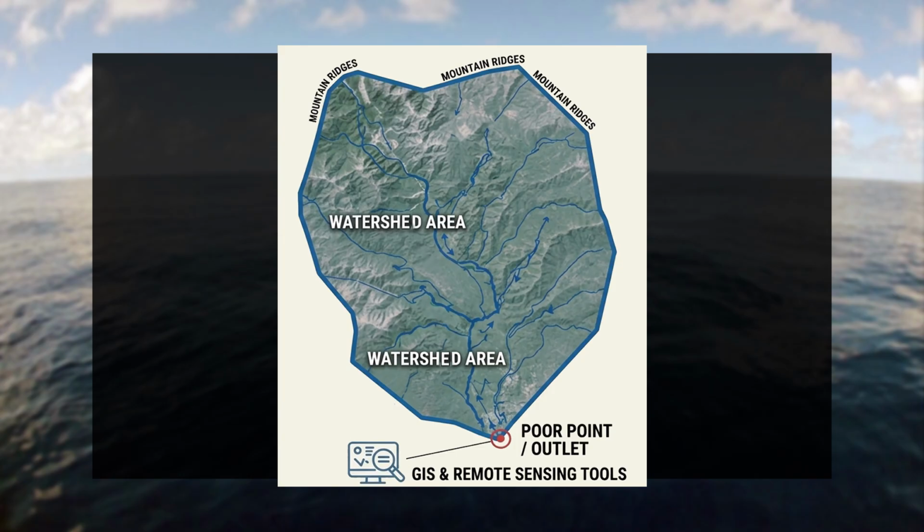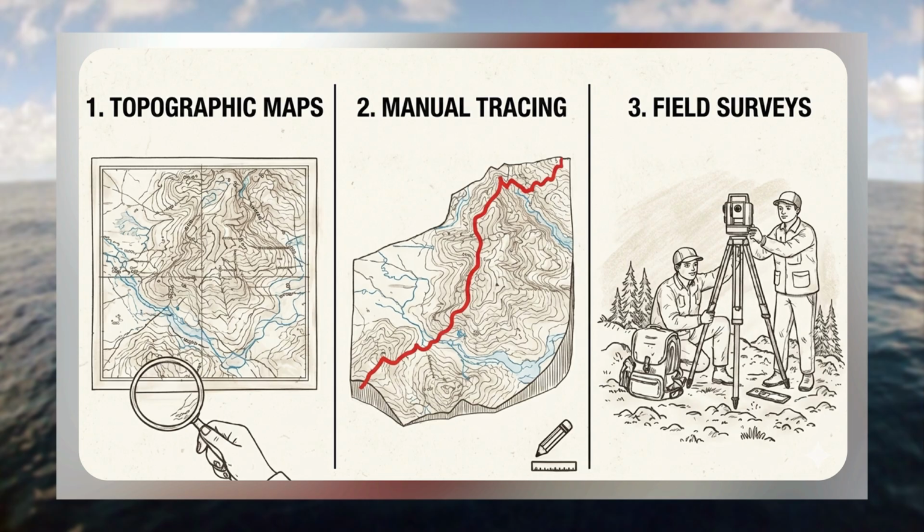It underpins hydrological modeling, flood analysis, soil conservation and water resource planning. Remote sensing and GIS aided watershed delineation has become more accurate, efficient and reproducible compared to traditional manual methods. Traditional methods used for watershed delineation are topographic maps, manual tracing along ridge lines and field survey, but they have too many limitations: they are time consuming, subjective and difficult in large or inaccessible areas.